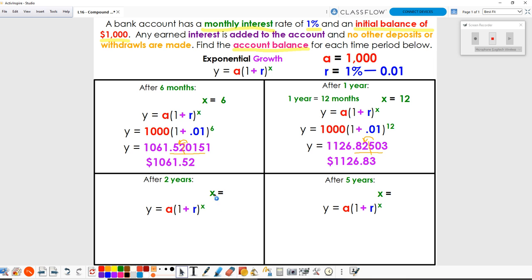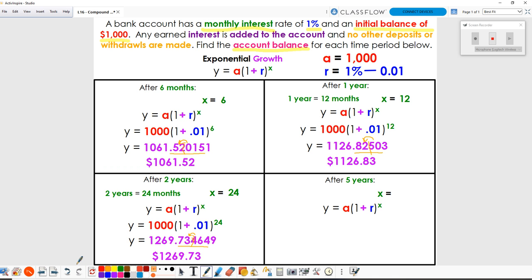Okay, now let's look at this. After 2 years, remember, that doesn't mean x is a 2. If I put a 2 here, that represents 2 months. So we have to think about how many months is in 2 years. 2 years is 24 months, so that makes my x value a 24. So we take that equation, we put in our initial balance, we put in our rate, we put in our 24 months. We get this big decimal again. We're going to look at it right here. Oopsie. This 4 doesn't change the 3. So we get $1,269.73.